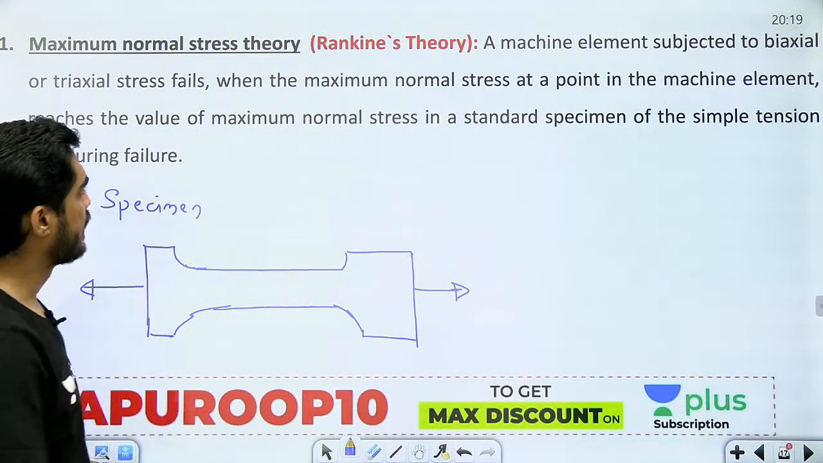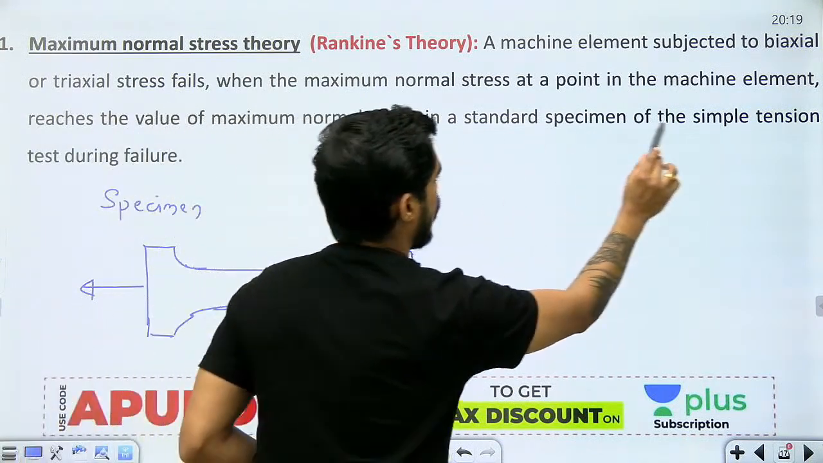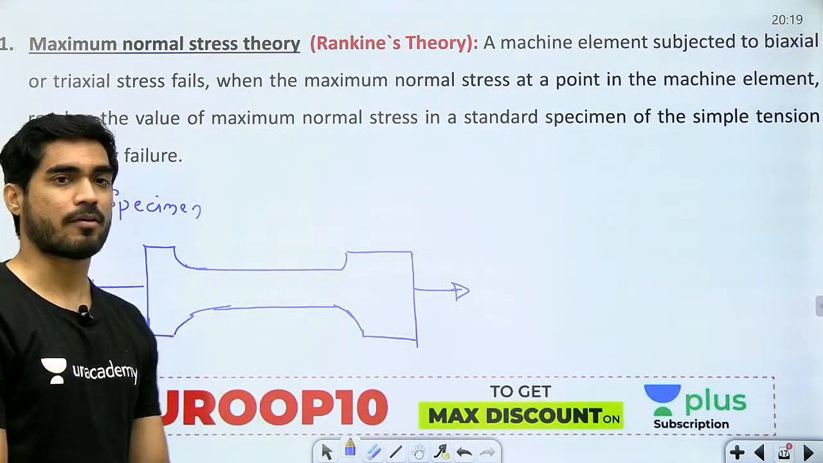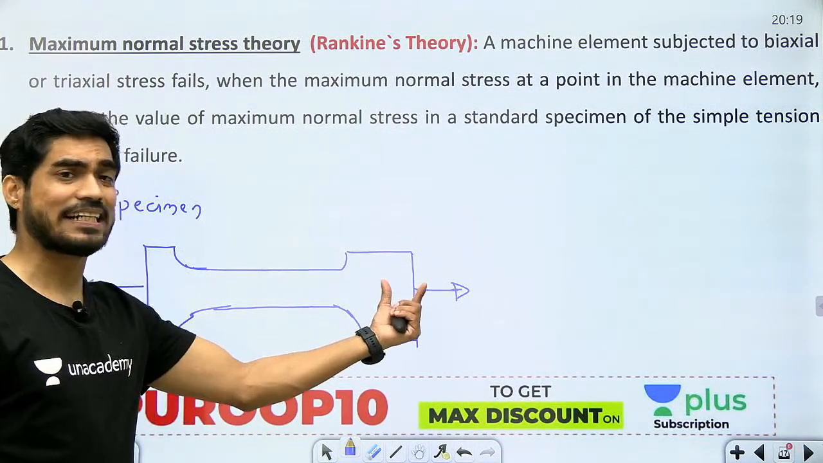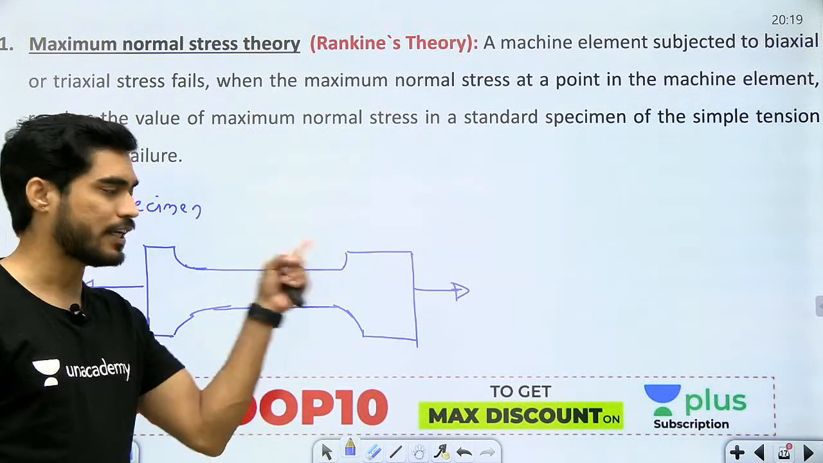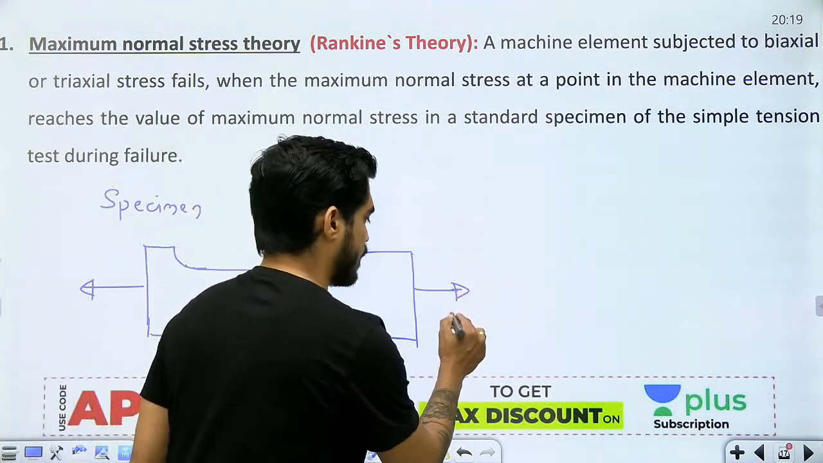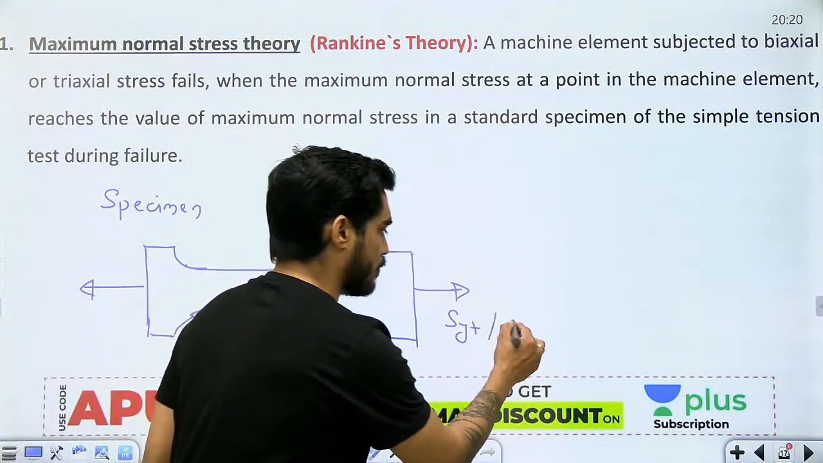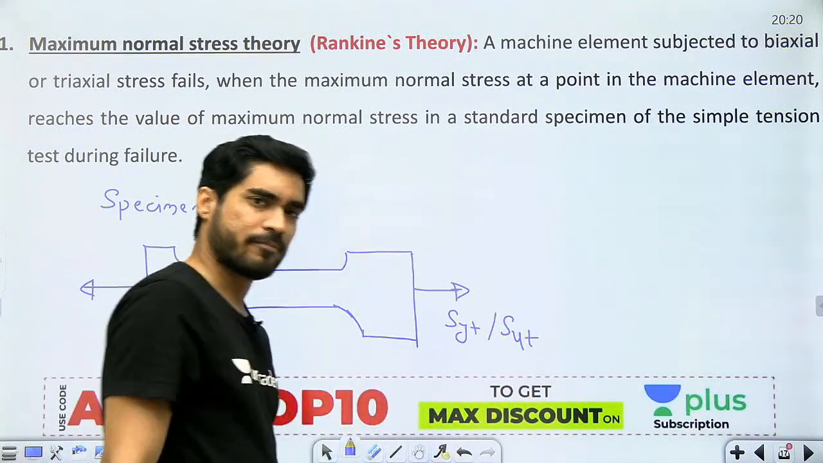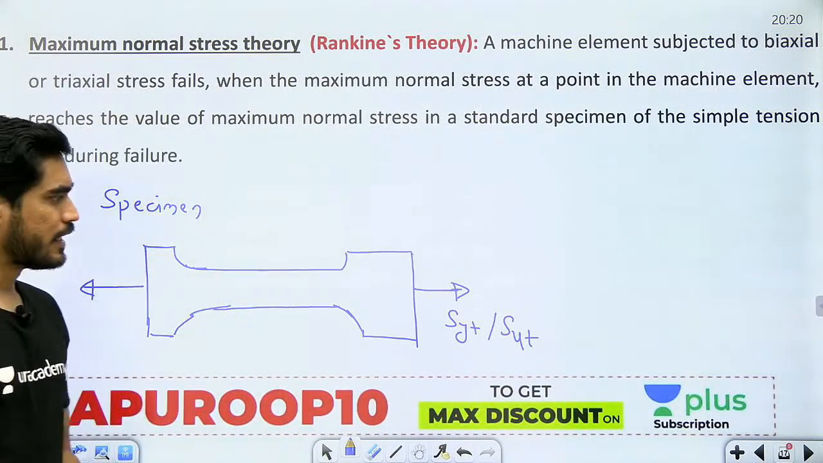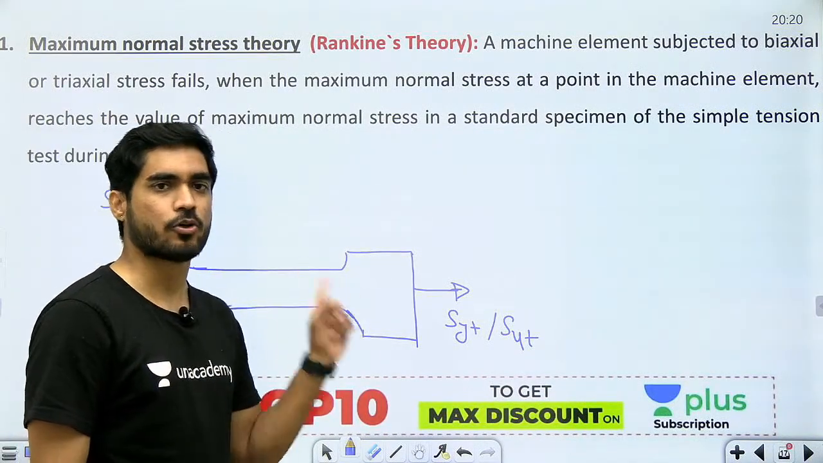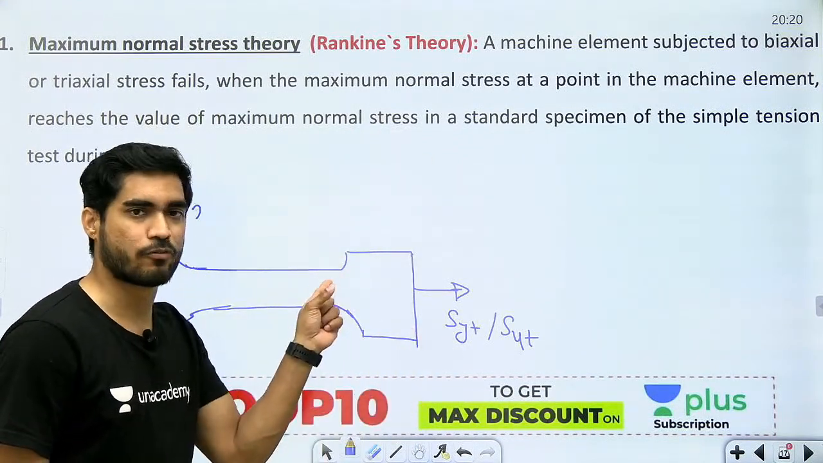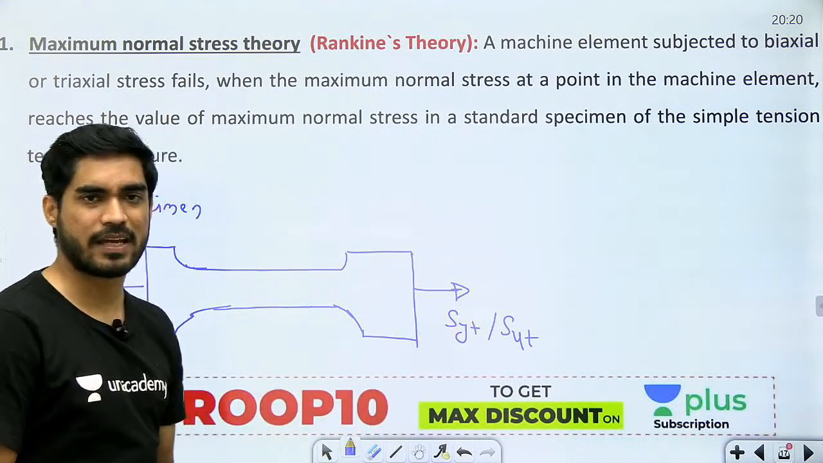Now beta, what are they saying? Maximum normal stress of simple tension test during failure. During failure, what is maximum normal stress here? तो यहां पे फेलियर के टाइम में मैक्सिमम स्ट्रेस कितना रहता है? If it is a ductile material, then maximum normal stress will be SYT, and if it is a brittle material, then maximum normal stress will be SUT. This is clear to everyone. If this specimen fails due to yielding, then the maximum normal stress will be SYT, and if it fails due to fracture, then maximum normal stress will be SUT.